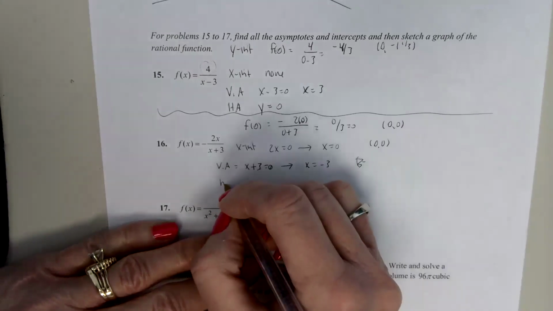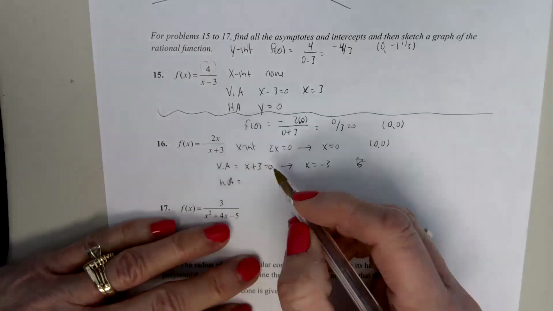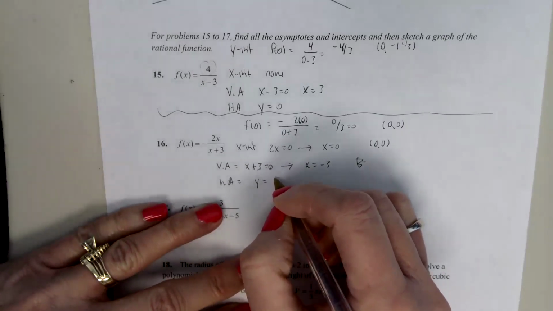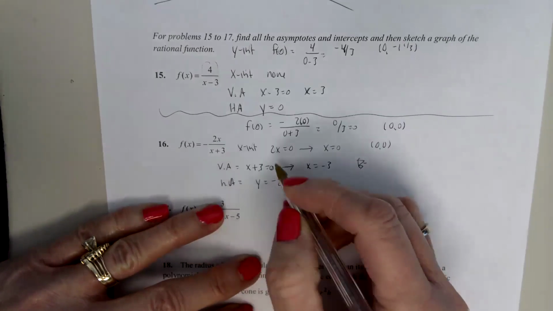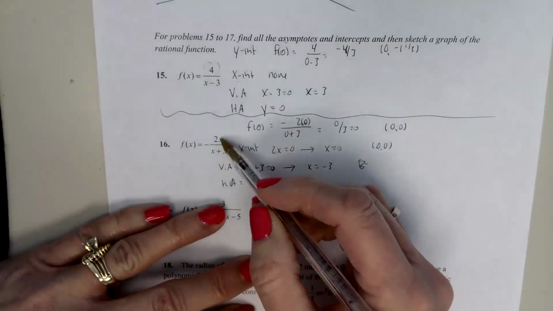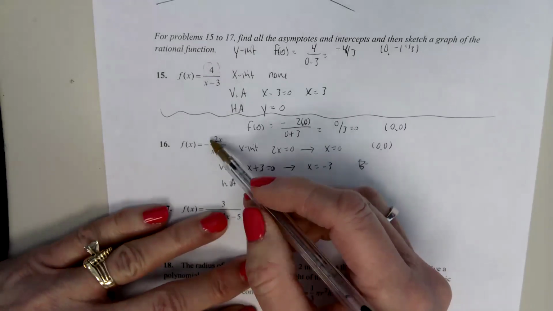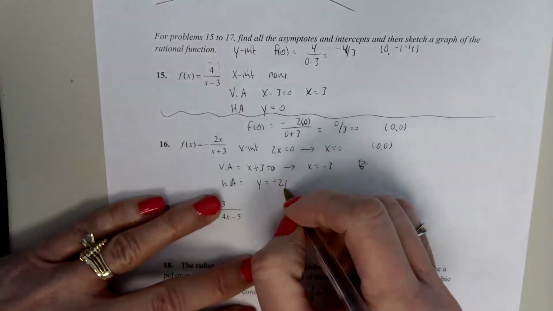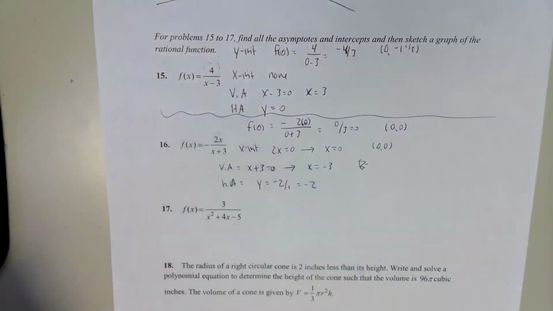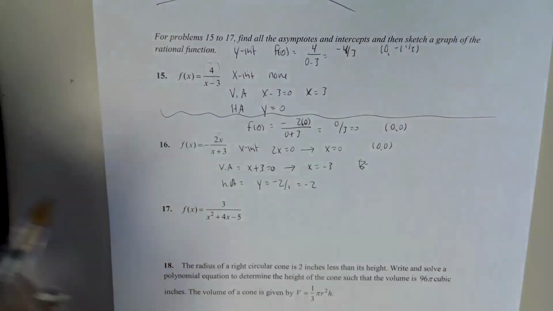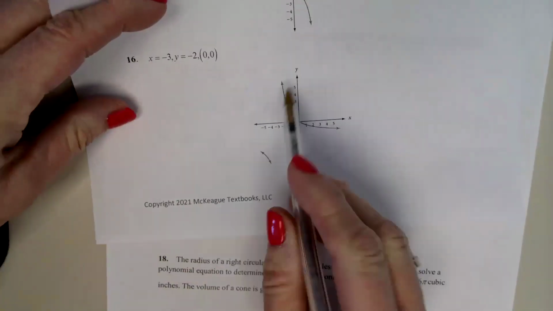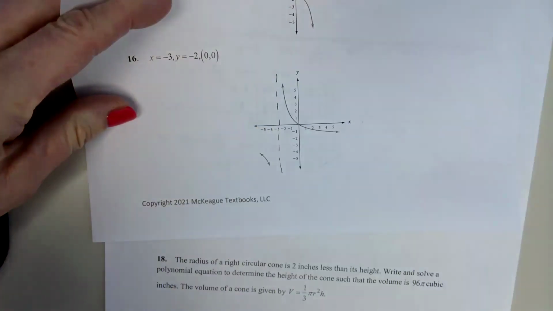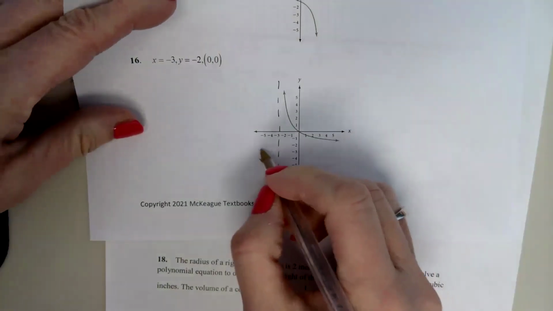And then my horizontal asymptote is at y equals a negative 2, because the exponent is the same degree on the top and bottom, which is 1, so we're just looking at the ratio of the coefficients over each other. So negative 2 over 1 is just a negative 2. And then that graph looks just like that. Here is that asymptote at a negative 3 and a negative 2.